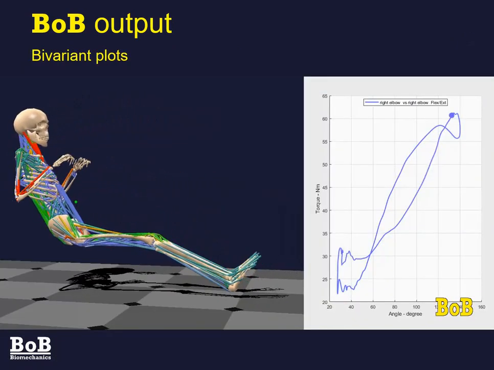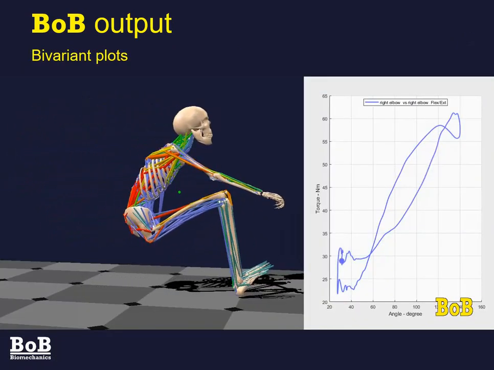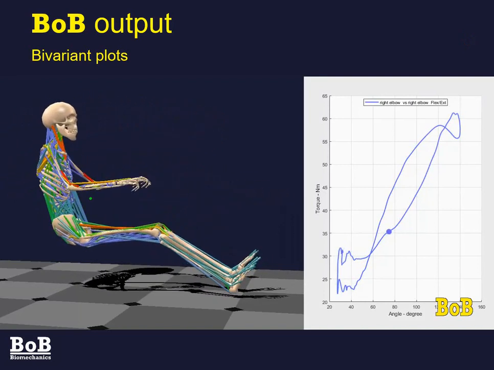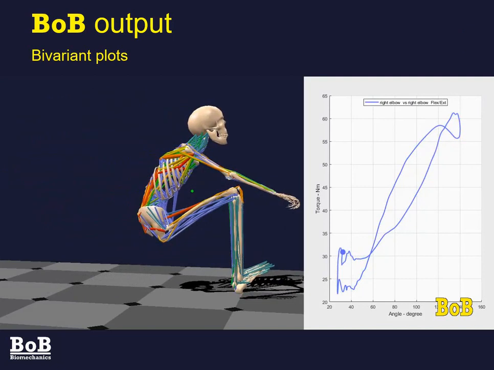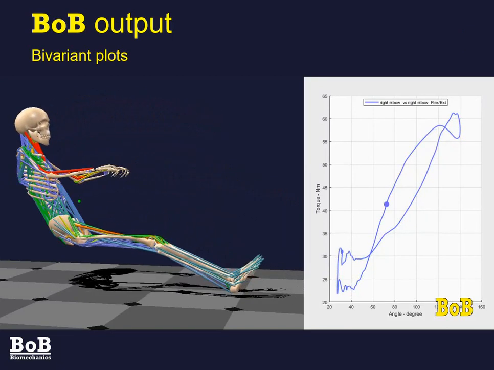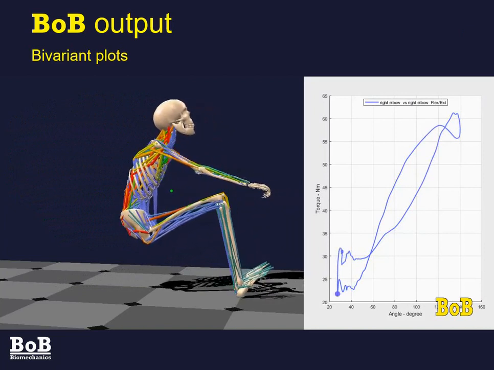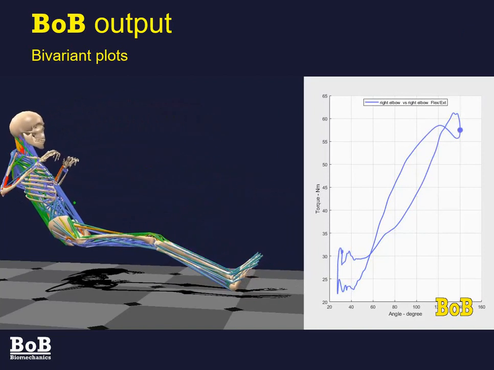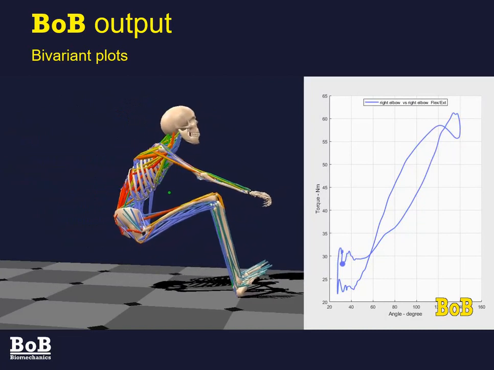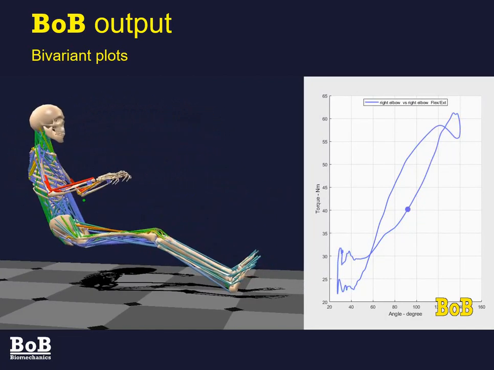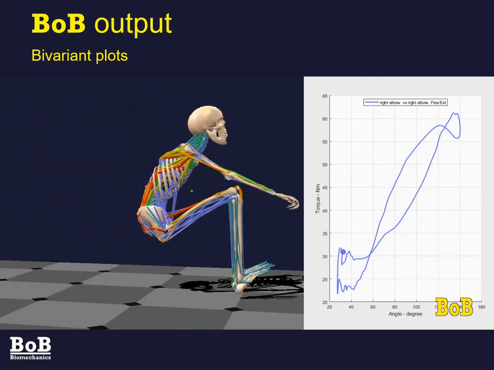All of the plots that we've seen so far are of variables plotted against time, but within BoB we can plot any variable against any other variable. In the graph over towards the right-hand side of this illustration, we're plotting the elbow torque against the elbow angle. The moment in time is indicated by the little dot that is moving around the locus of the graph.